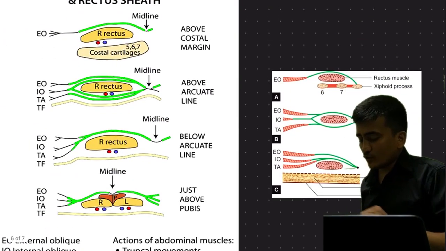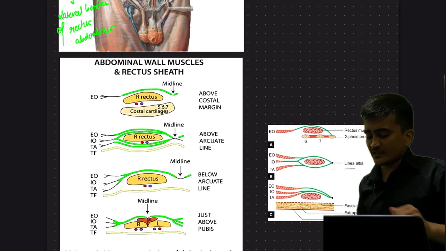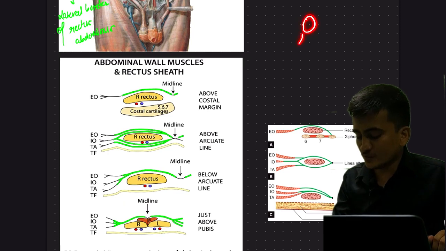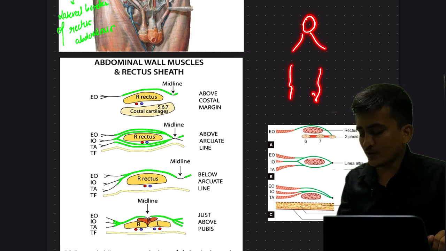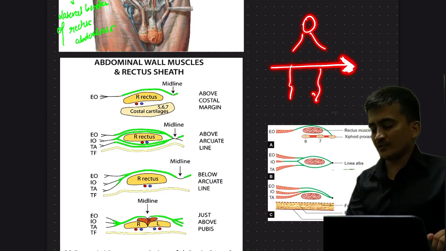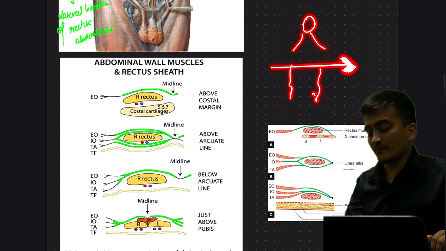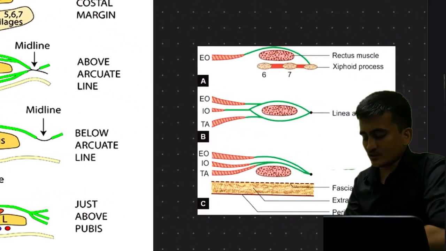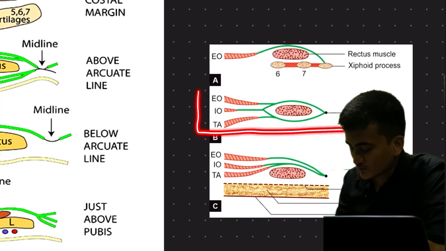Now we'll take a transverse section of the human body. What we're doing is taking a transverse section at the umbilical region. Let us talk about this, especially this one.